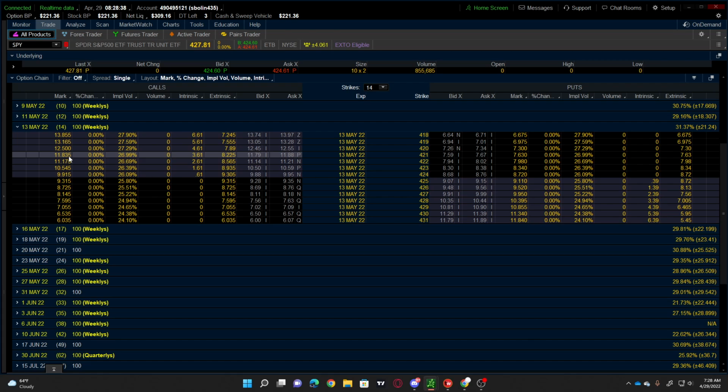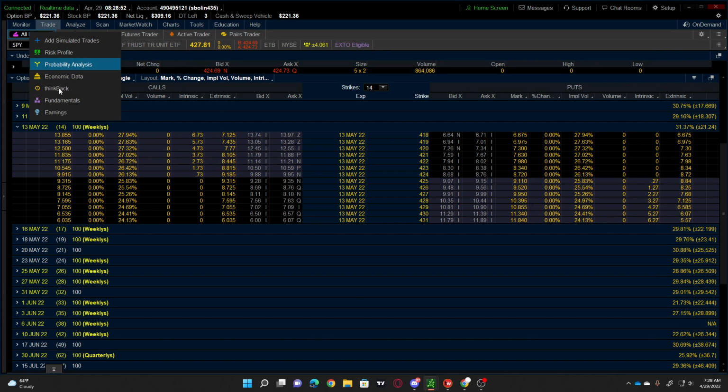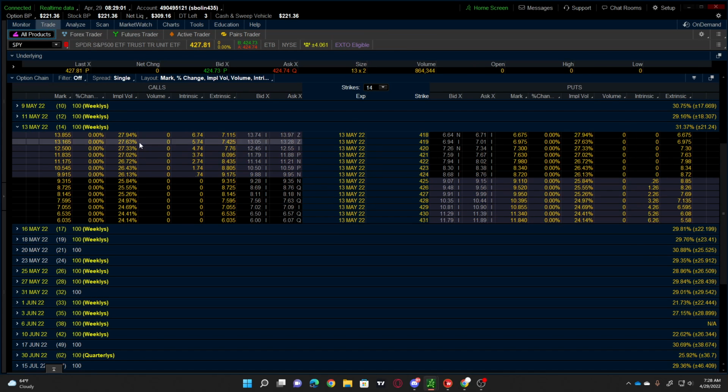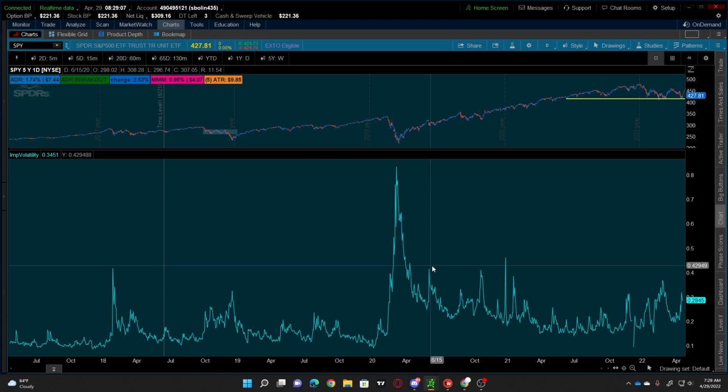Here we are, 14 days to expiration, an extrinsic value of $9.27. So time value is the same, 14 days to expiration, 14 days to expiration. We have the same amount of time, and yet this option has an extrinsic value of $2.83, and this option has an extrinsic value of over $9. Why is it so different? Well, it's not time, right?